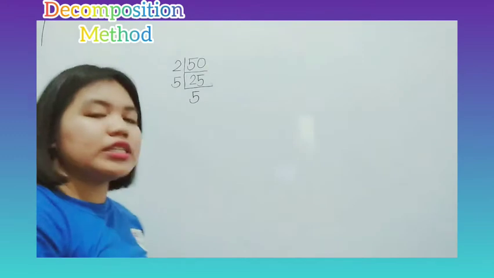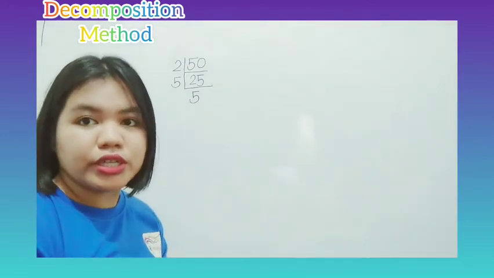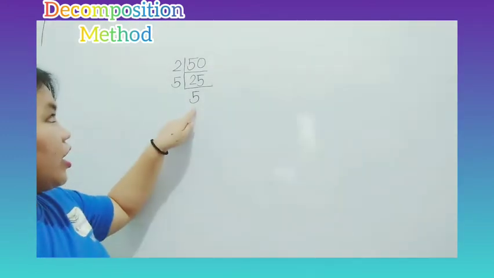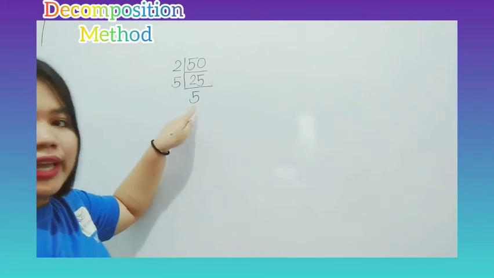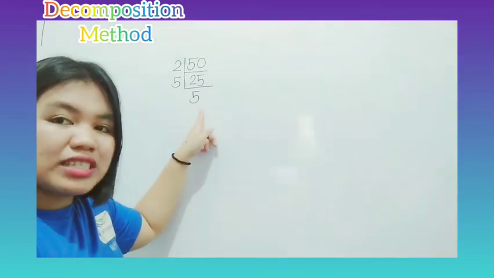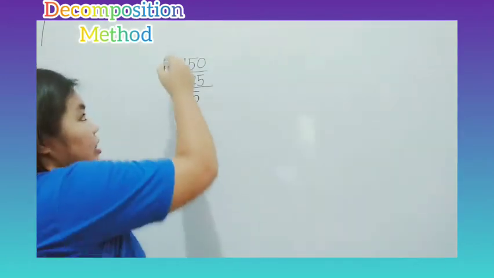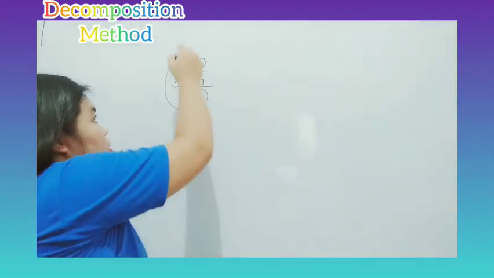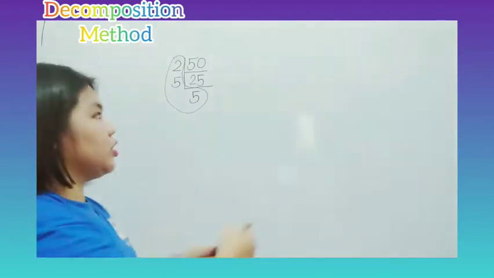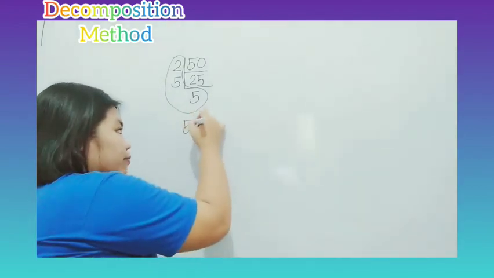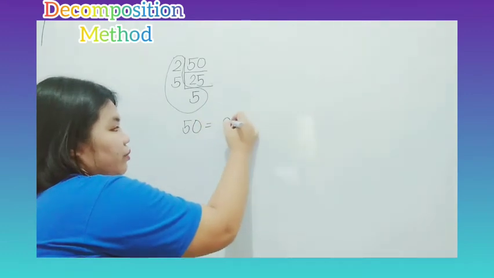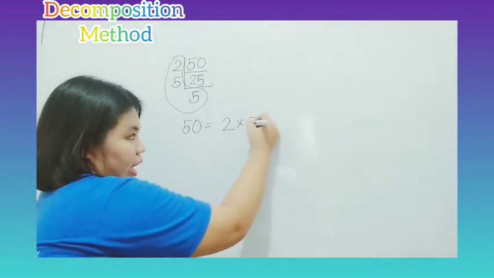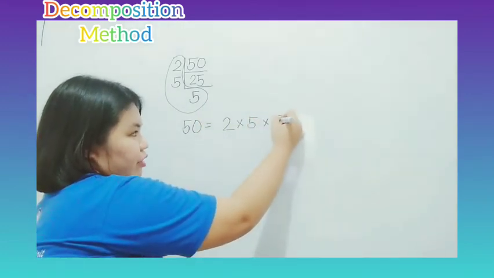Now, 5 is already a prime number, so we will stop there. So, from here, we can now have the prime factorization of 50. Where can we find them? We can find them here. So, these are the prime factors of 50. The prime factorization of 50 will be 2 times 5 times 5.